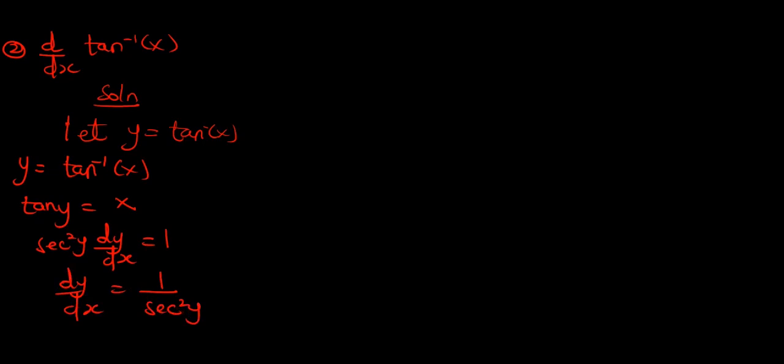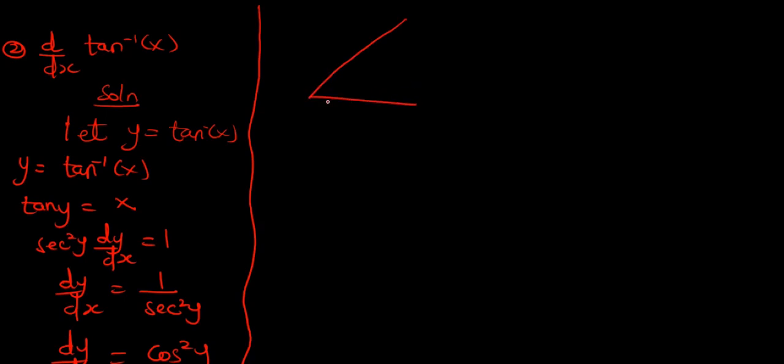Okay, so 1 over sec is the same as cos. So when we have 1 over sec squared y, we are going to get cos squared y. So dy over dx can also be written as cos squared y. Okay, now we have our dy over dx to be cos squared y, but we want everything to be in terms of x. So just like we did for the first one, you draw your right angle triangle. Forgive me if my diagram is misbehaving. Okay, so our angle is here.